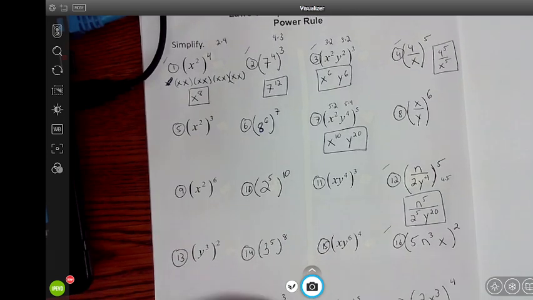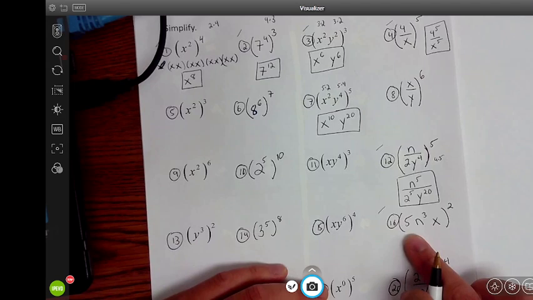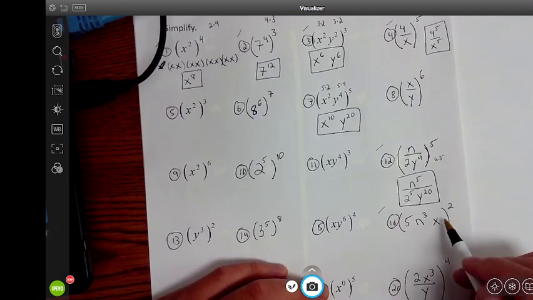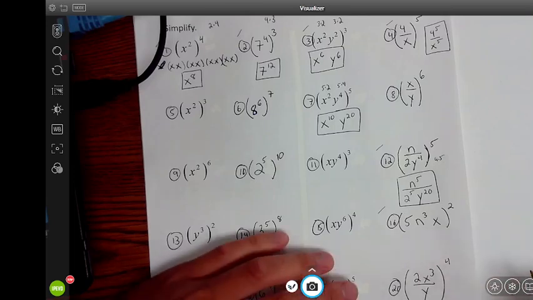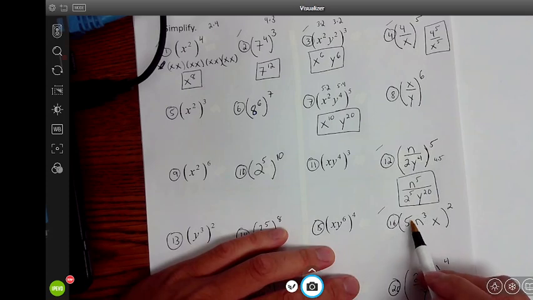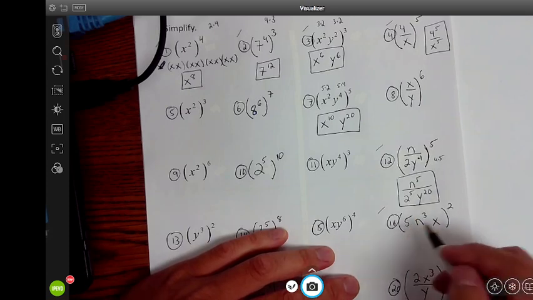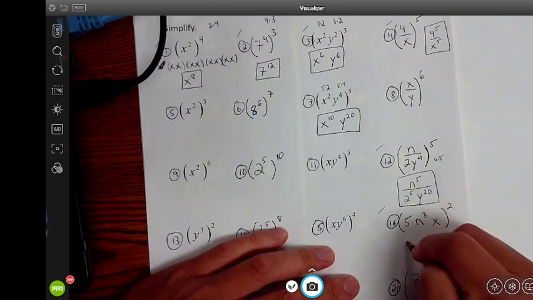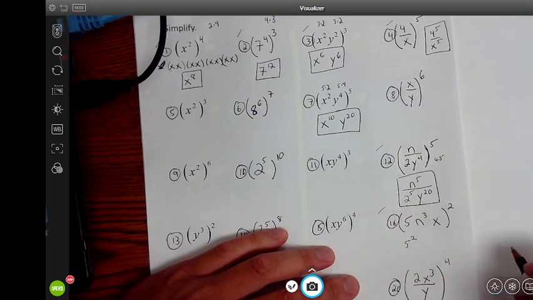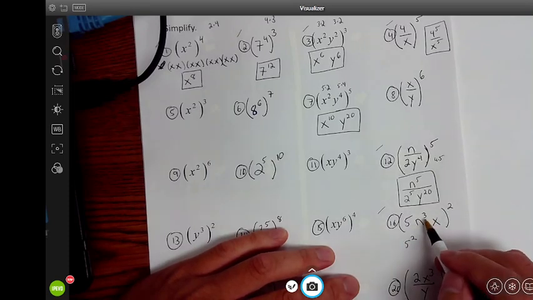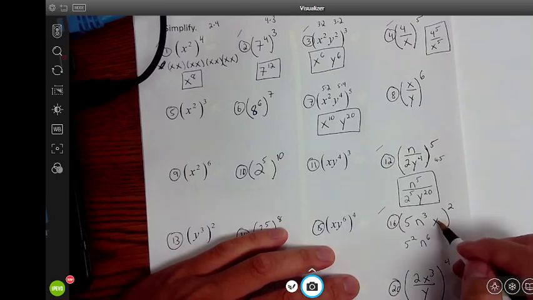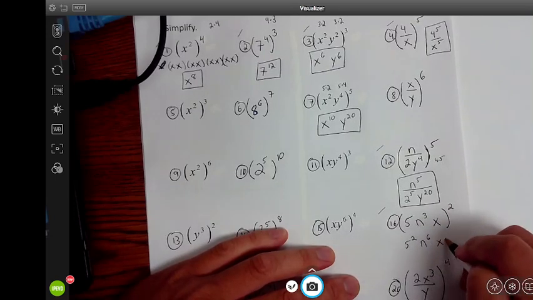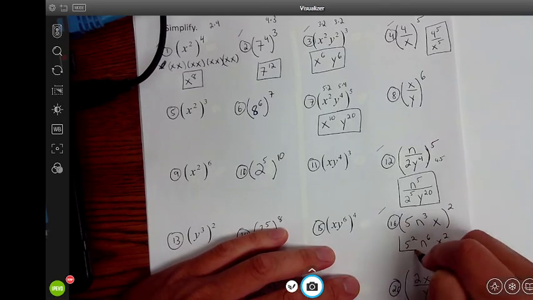Let's do another one. Let's do number 16. Same thing. That 2 goes to every term in the parentheses. You're going to multiply that 2 to every exponent inside the parentheses. For this 5, there's a 1 exponent there, right? So the 5 is going to get a 1 times 2, so it's going to be 5 to the 2nd power. For the n, it's going to be 3 times 2. So you're just multiplying, and that x, it's a 1 times 2, so x also gets an exponent.